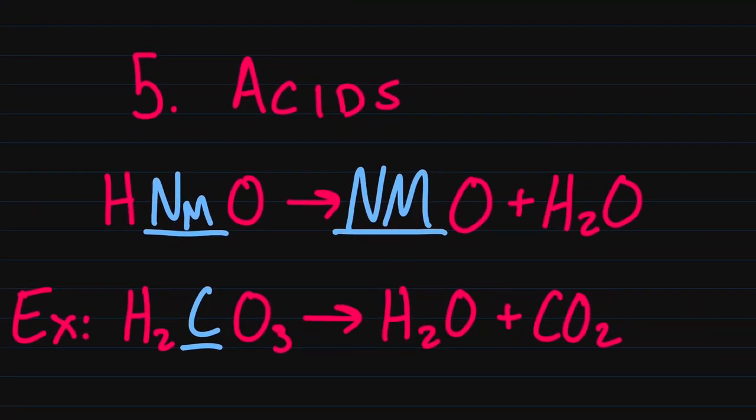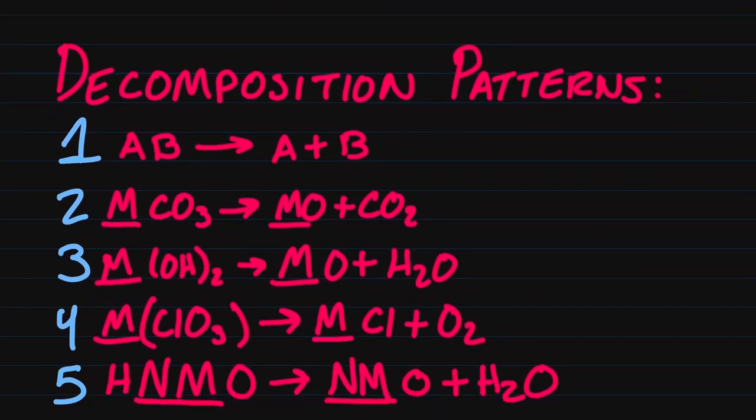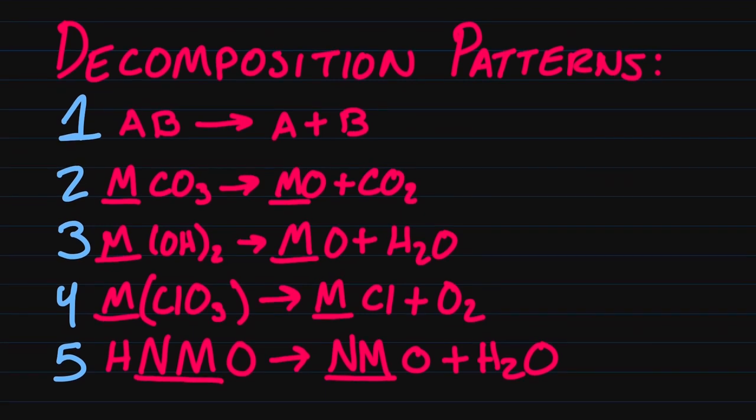And lastly, we have the decomposition of acids. For this one, we have a compound that's written as an acid, and it contains a nonmetal. This nonmetal splits off to become a non-metallic oxide and water. In this example, we have carbonic acid turning into carbon dioxide and water. This one's pretty easy to spot because it's the only one that's going to have a non-metal in it. And that's all the decomposition patterns.